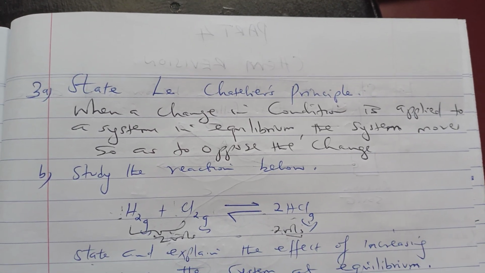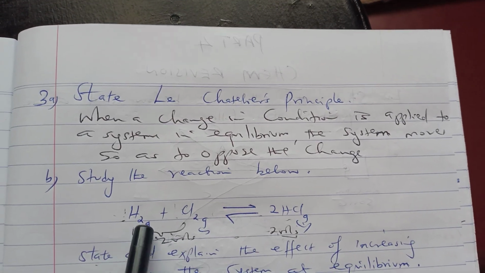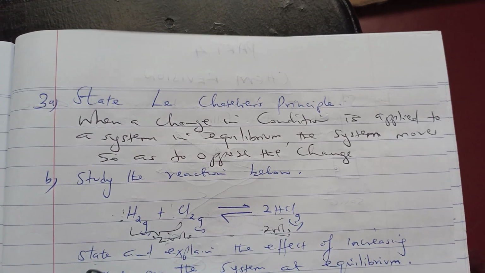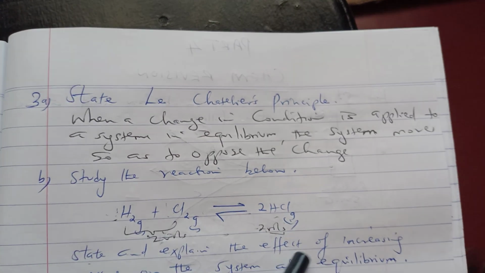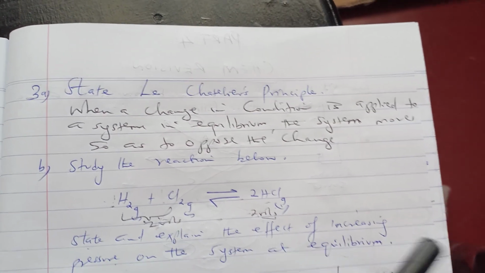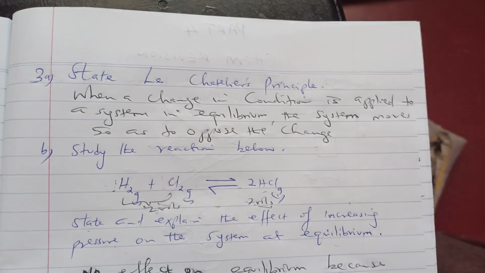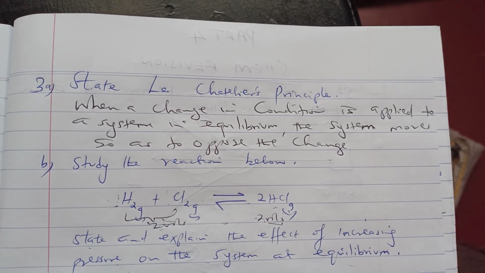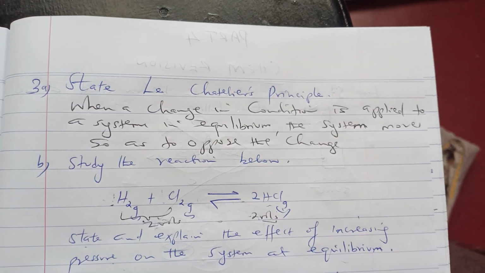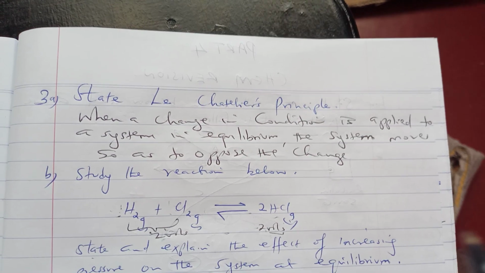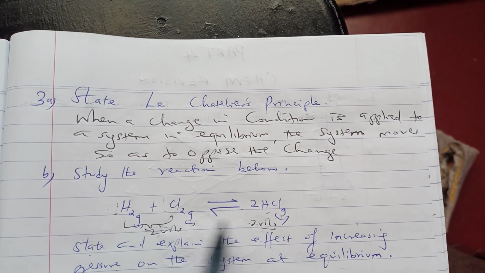Now study the reaction below. This reaction is at equilibrium. So you have hydrogen gas and chlorine gas, giving you hydrogen chloride. And then you are told to state and explain the effect of increasing pressure on the system at equilibrium. Now this is what we said. There are many factors that affect equilibrium. One of them is change in pressure. And pressure affects gases only. It doesn't affect solids. It doesn't affect liquids, only gases. And you can see this one is a gas, and a gas.